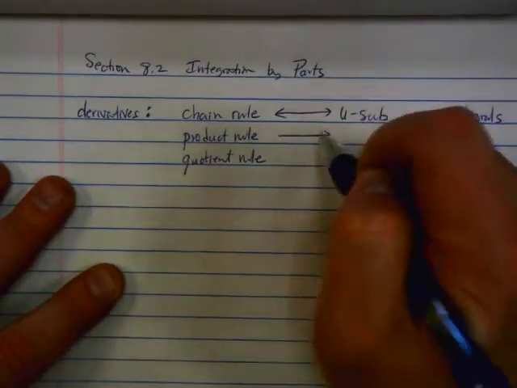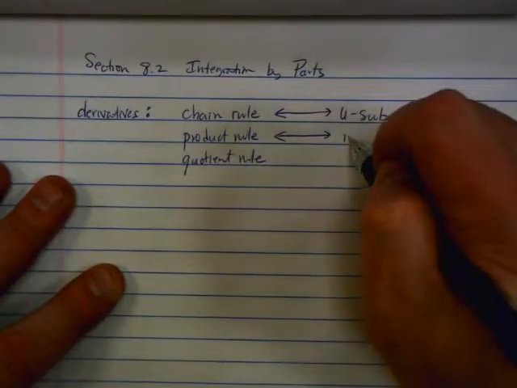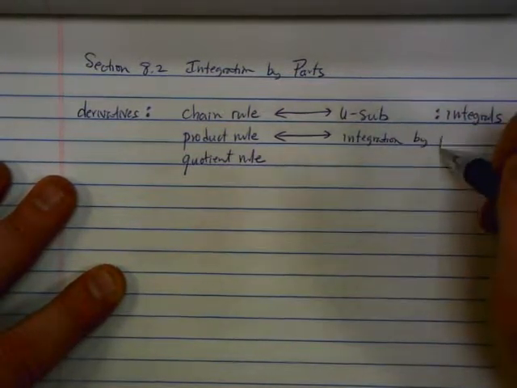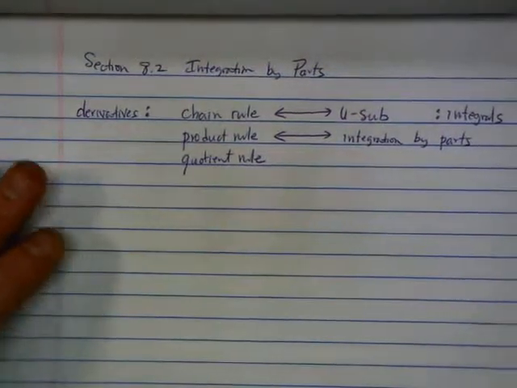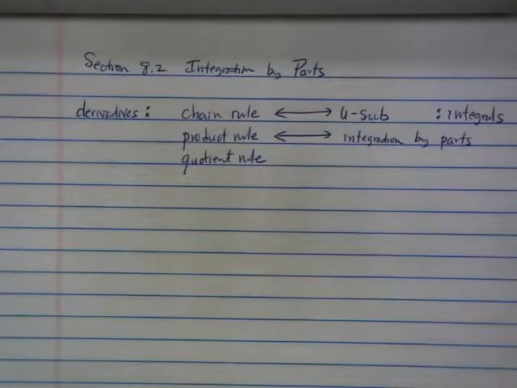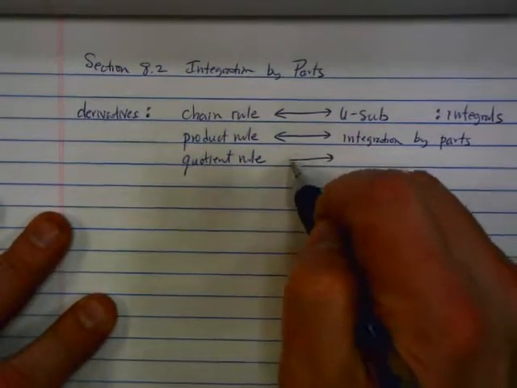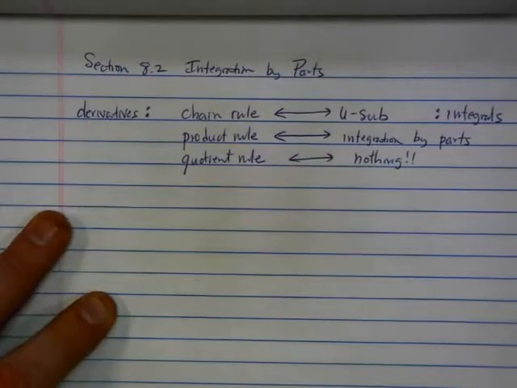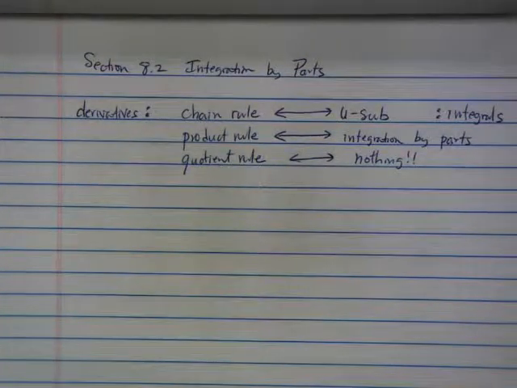Today we're going to reverse the product rule, and this is called integration by parts. And there is really nothing that corresponds to reversing the quotient rule. Although we will have several techniques for how to handle fractions coming up in this chapter, none of them really relate to the quotient rule at all.